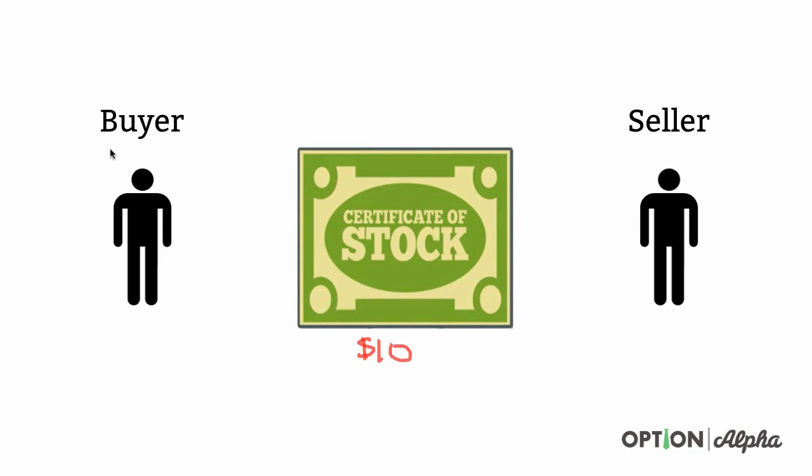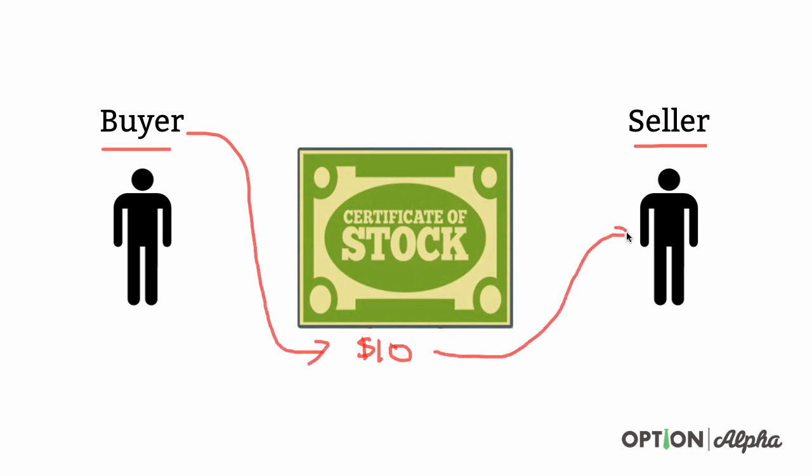Now, in a typical stock transaction, just to show you the difference real quick, if the seller owns the stock and the stock is valued at $10, then the stock buyer can come in and buy that stock for $10, and that $10 gets transferred over to the seller, and the stock now goes to the buyer, right? Simple transaction. The buyer buys it for $10, the seller sells it for $10.